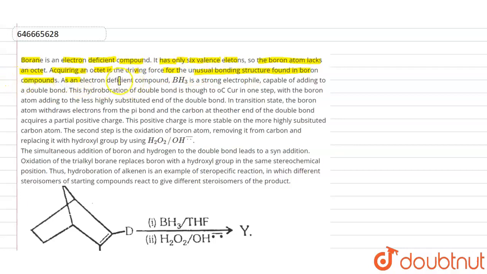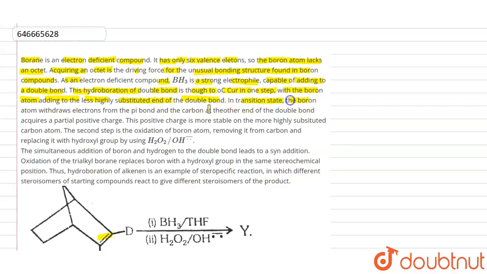As an electron deficient compound, BH3 is a strong electrophile. Yes, this is a strong electrophile which can gain the electron from the nucleophile, capable of adding to the double bond. So it can add to the double bond as well, because the double bond itself acts as a nucleophile. Now this hydroboration of the double bond occurs in one step with the boron atom adding to the less highly substituted end. Means from the less highly substituted end we have to add the boron to the double bond.